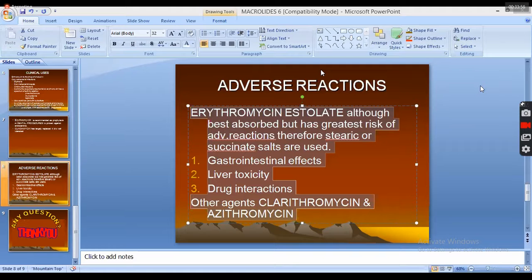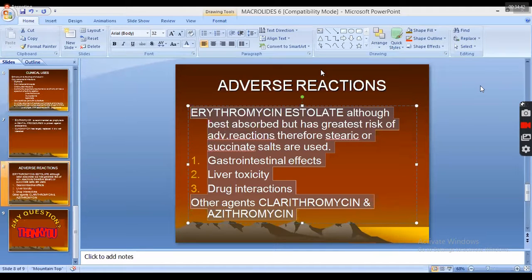Now, erythromycin estolate. As I told you, there are three forms of erythromycin which can be administered to the patient: erythromycin estolate, succinate, and stearate. Among these, erythromycin estolate is the most well absorbed and widely distributed, and therefore it can produce better efficacy. But it causes the most GIT disturbances. That's why the compliance of the patient decreases, and the patient does not want to take it because of the diarrhea and vomiting. So the other salts, like stearate or succinate, are used.